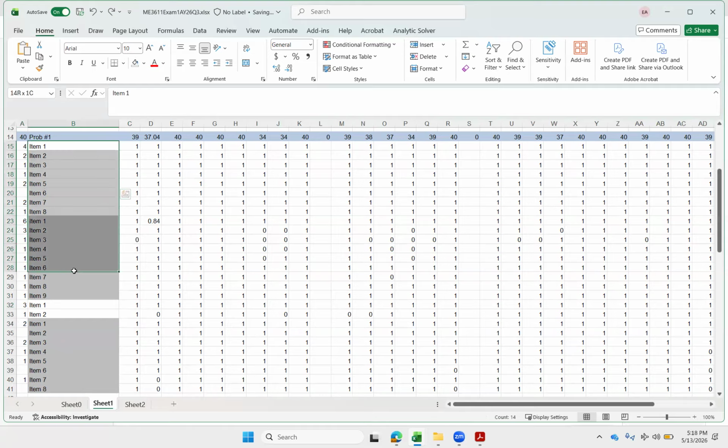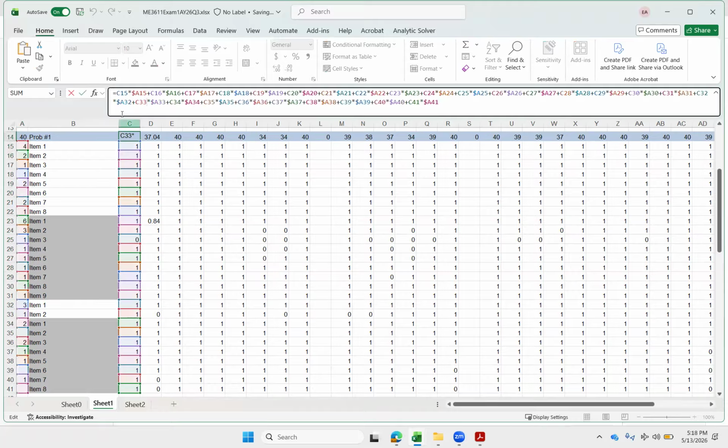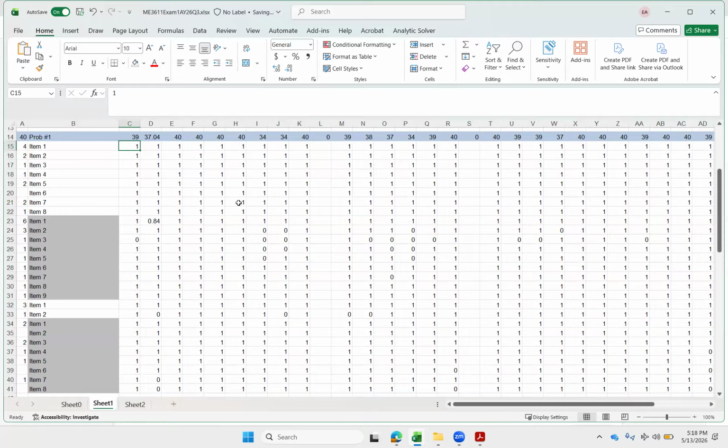I had to scrub that down since we still have a couple people that haven't taken it yet. And then I just do a sum total. I'm told there's actually a SUMPRODUCT in Excel, which would have saved me thousands and thousands of typings here. But nonetheless, it's in there, and then I just fill across.